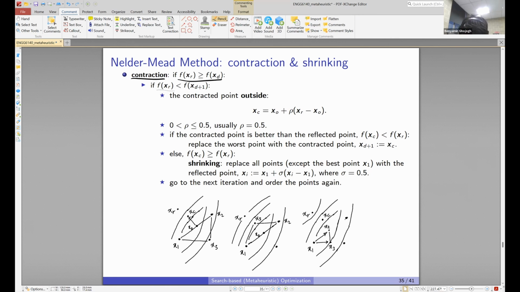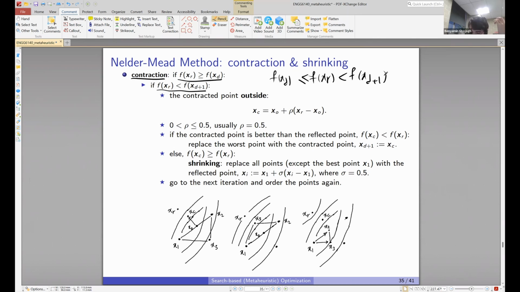One subcase is if it's larger than XD, it might be better than XD plus 1, better than the worst corner. So it is worse than the second worst corner, but it might be better than the worst corner. If that's the case, it means that f of XR is between f of XD and f of XD plus 1, right? In this case.